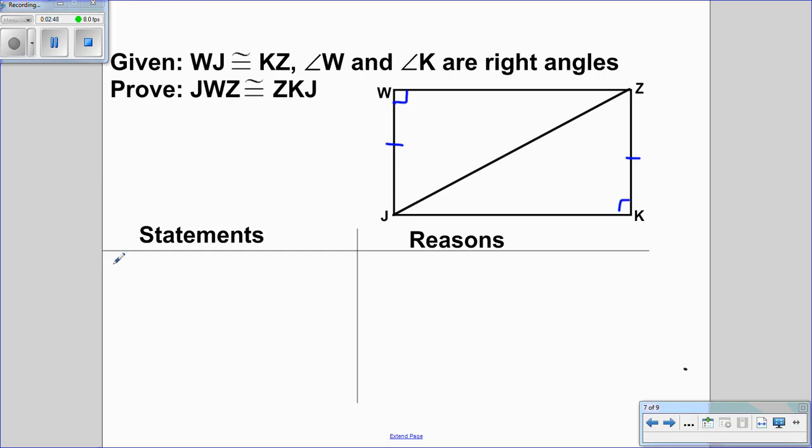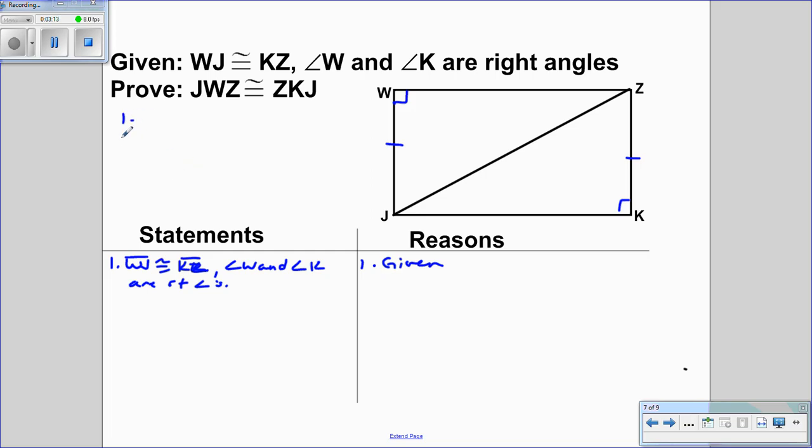All right, so statement one would basically be the given. So WJ is congruent to KZ, and angle W and angle K are right angles. Okay, and that reason was given. All right, that's given information.